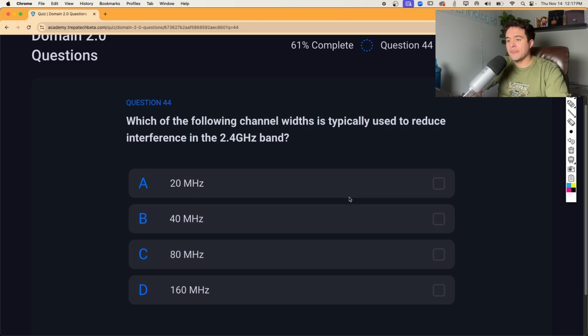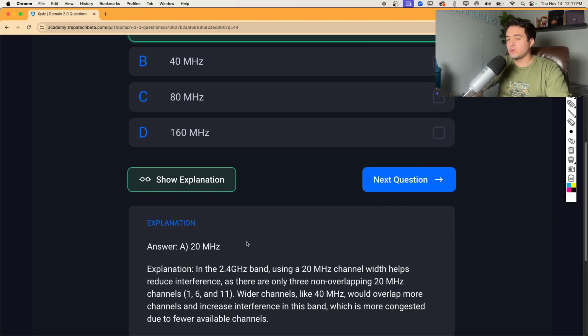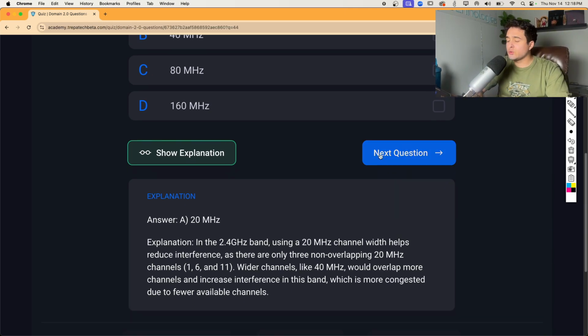Question 44. Which of the following channel widths is typically used to reduce interference in the 2.4 gigahertz range? So it's 20 megahertz. Technically, if you really look at the spectrum, it's like 22 megahertz, but that's okay. 20 megahertz, acceptable answer. And that's our 3 non-overlapping channels. Channel 1, 6, and 11 are 20 megahertz ranges. That's its bandwidth. Pause the video to read the explanation.